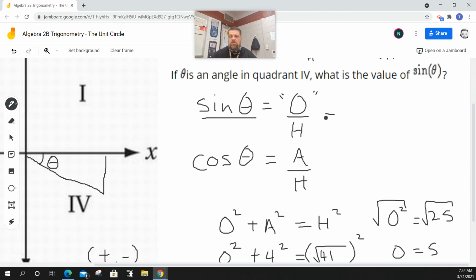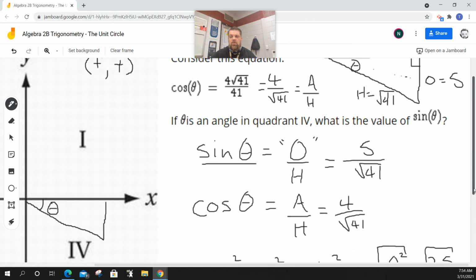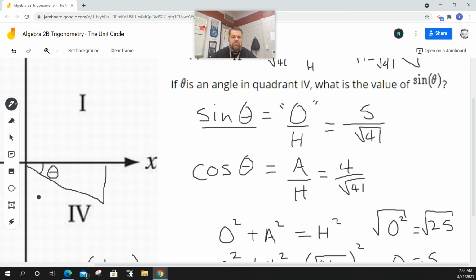So now that I know that, in other words, we're asked what is sine, but really we're being told that cosine was 4 over the square root of 41. Let me make that a little cleaner. So the hypotenuse is still the square root of 41, but now the opposite is 5. But when we label this, the hypotenuse is always positive, right? So this is always root 41. And then my adjacent side, right? So this is the hypotenuse. My adjacent side was equal to 4.